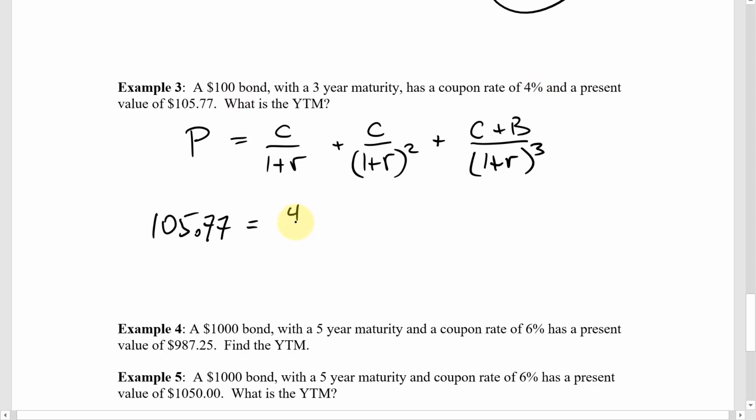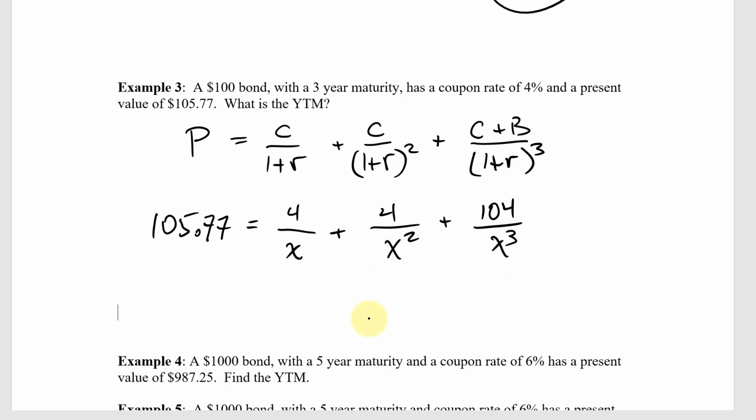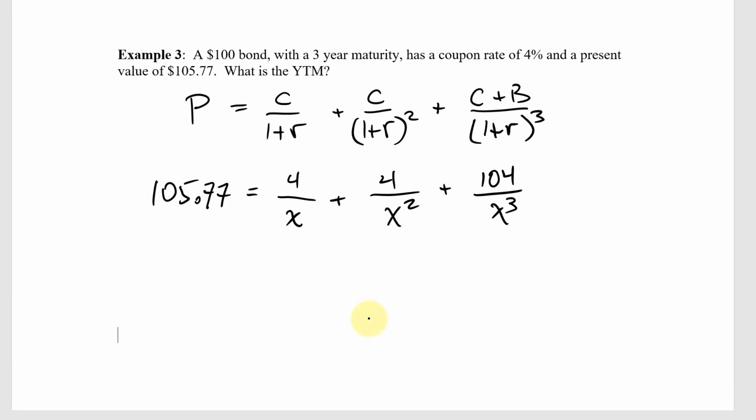So that's $4. And I'm going to just call that X so I don't have to keep writing 1 plus R, and I'll just get the R at the end. Another $4 payment, X squared. And then the final payment is you get the interest in the final year plus you get the face value back. So that's $104. That's over x cubed. So we're solving for x. Once we have x, then we can figure out what the yield to maturity is by just subtracting 1.